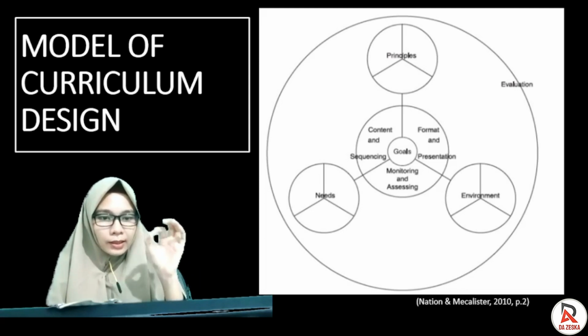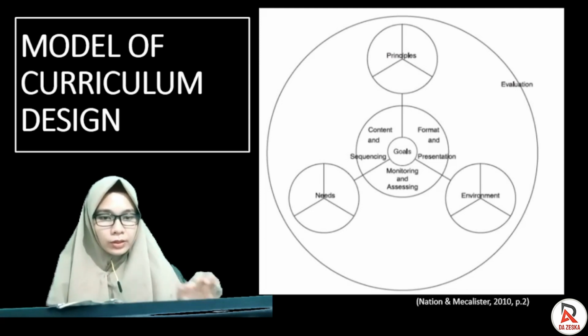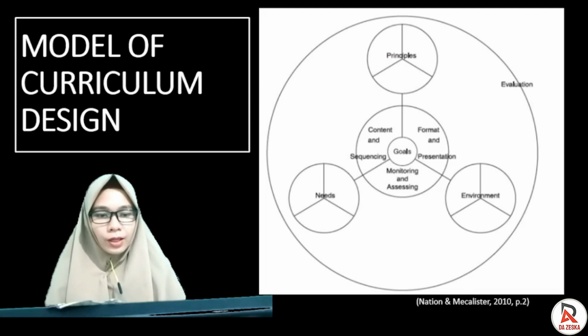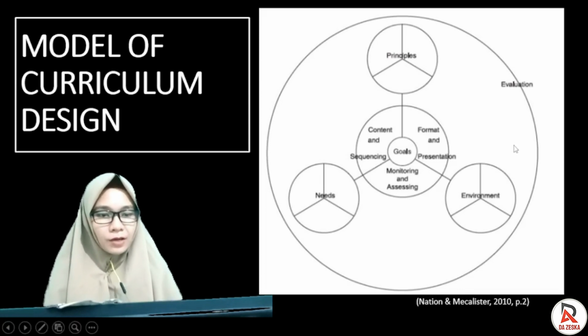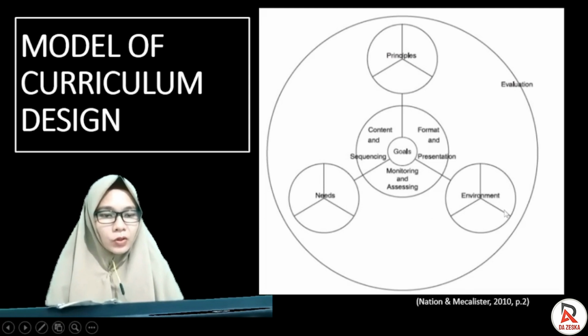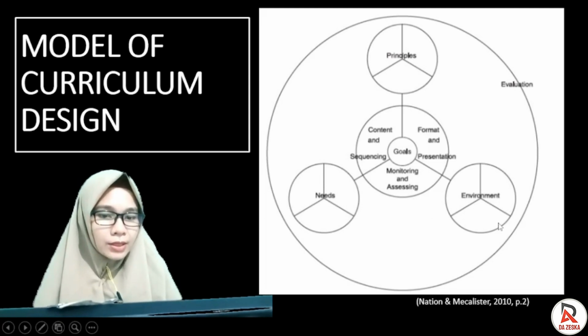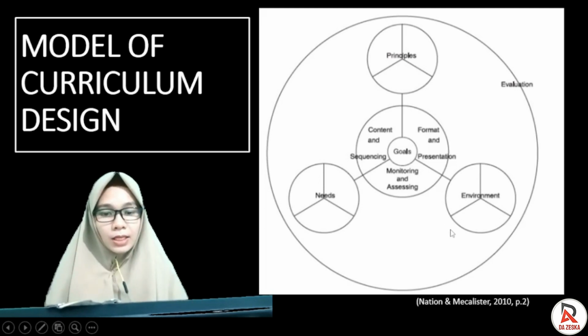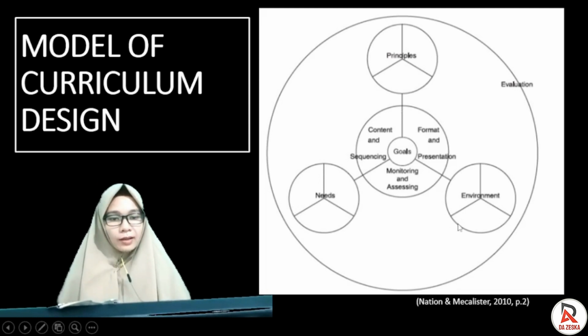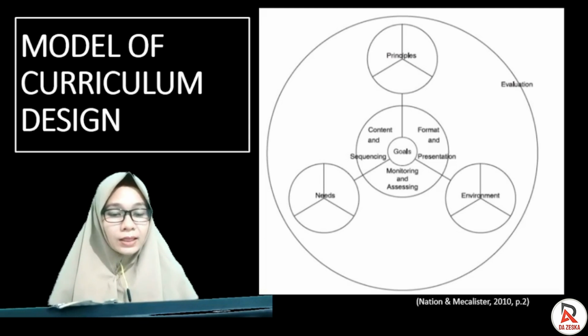Jadi ada lingkaran yang tiga ini, the outer circles over here. So we'll start with environments, okay, here. You may see my cursor up here, environments, and I will start with environments, and the second one is needs, and the last is principles, okay. Environments, what does this environment mean?